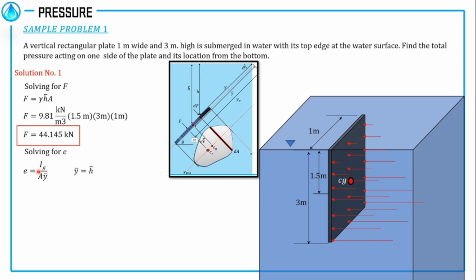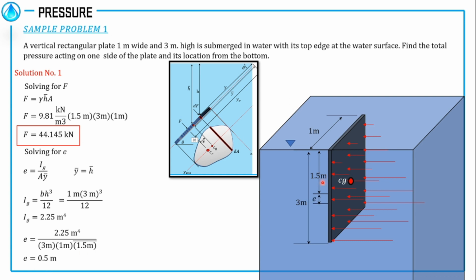Then solving now for the moment of inertia about the centroid, we have Ig equals bh cubed over 12, wherein this equation is the moment of inertia of a rectangular object, wherein b here is the base of our object parallel to the water surface, and h is the height of our object. Substituting the values, we have this, and the moment of inertia of this object now is equal to 2.25 meter raised to 4. We can now substitute that to the equation of eccentricity. Therefore, we have 2.25 meter raised to 4 over 3 meter times 1 meter, which is the area of this object subjected to the pressure, and then multiply by 1.5, which is the y bar, that is also equal to h bar. Therefore, our E now is equal to 0.5 meter.